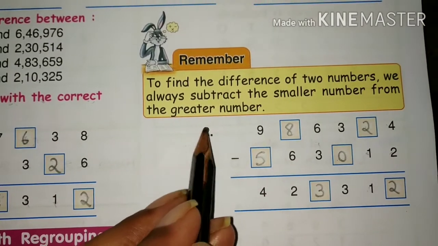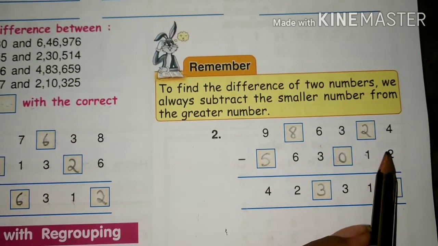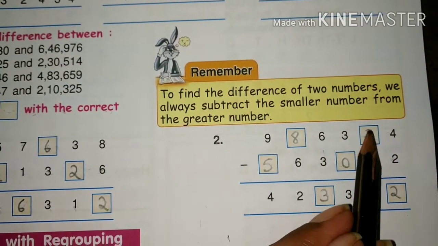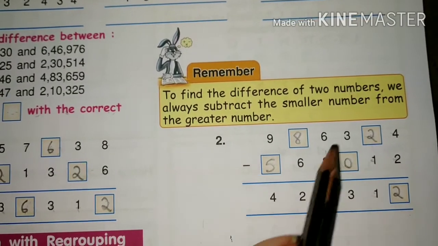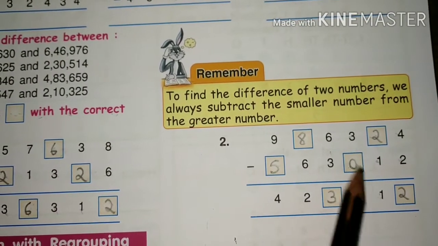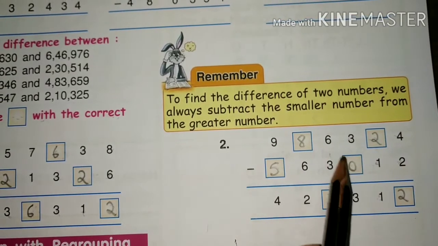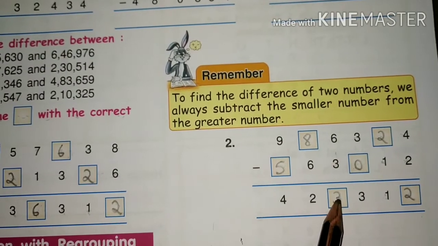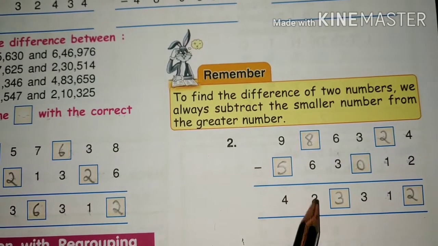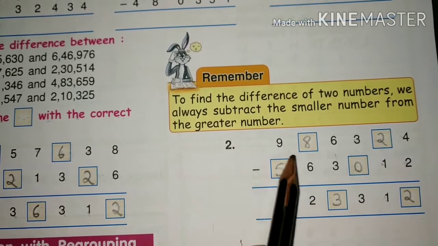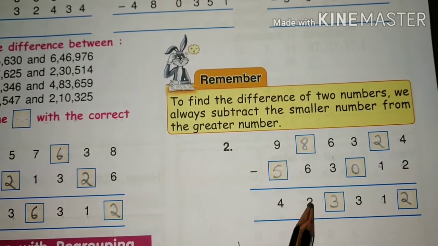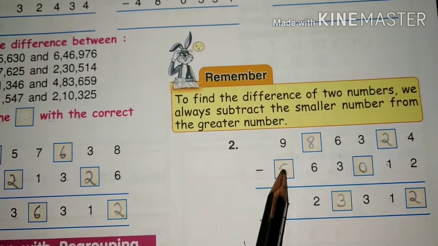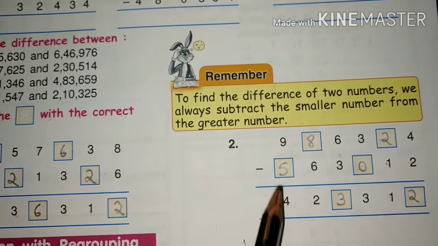Students, now come to second question. 4 minus 2 is 2. 1 plus 1 is 2 because 2 minus 1 is 1. 3 minus 3 is 0 because 3 minus 0 is 3. 6 minus 3 is 3. 6 plus 2 is 8 because 8 minus 6 is 2. 9 minus 4 is 5 because 9 minus 5 is 4.